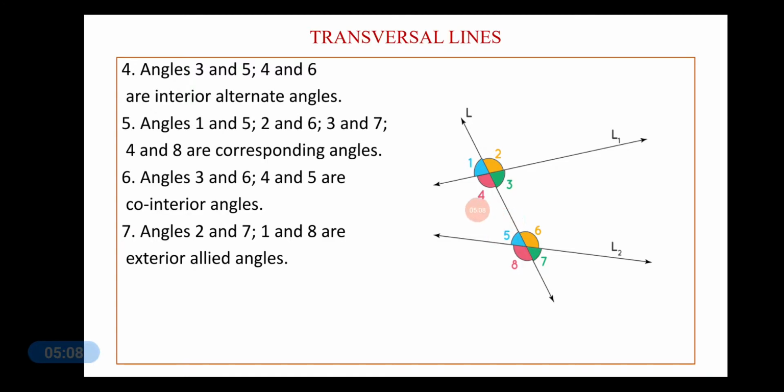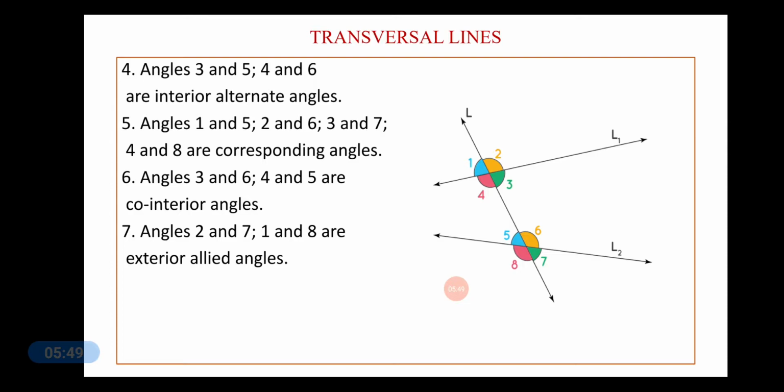Now consider these angles 4 and 6 and 3 and 5. Now they are all interior angles, but angle 3 and angle 5, they are forming on the opposite sides of the transversal, whereas angle 4 and angle 6 is also forming on the opposite sides of the transversal. So we will call these two pairs, that is angle 3 and 5 and angles 4 and 6, as interior alternate angles. Since all these four angles are interior, but 3 and 5 are alternate to each other and 4 and 6 are alternate to each other.